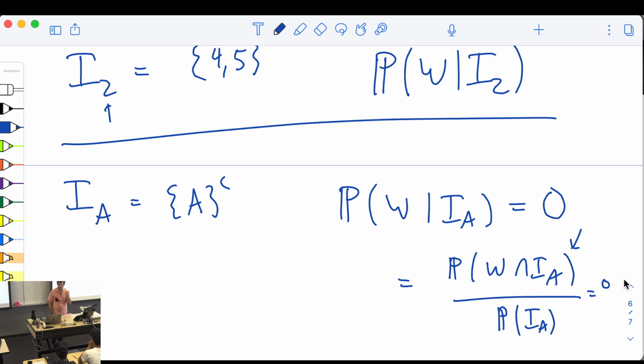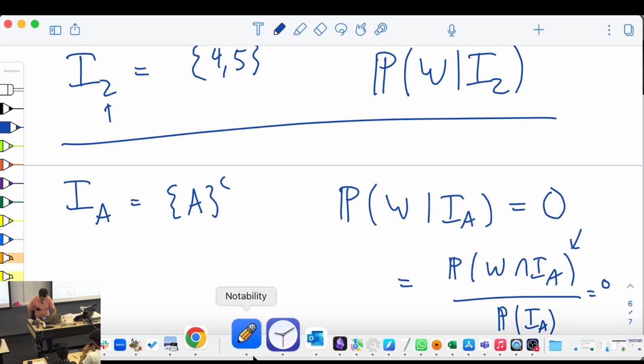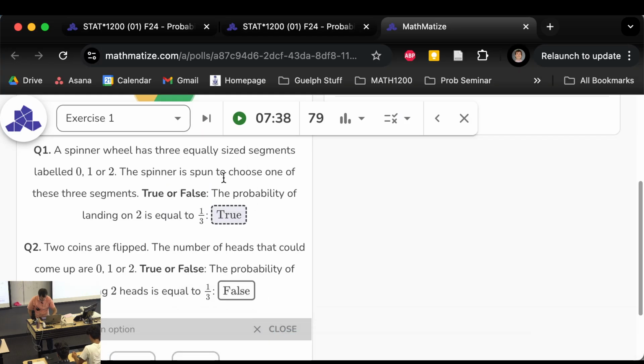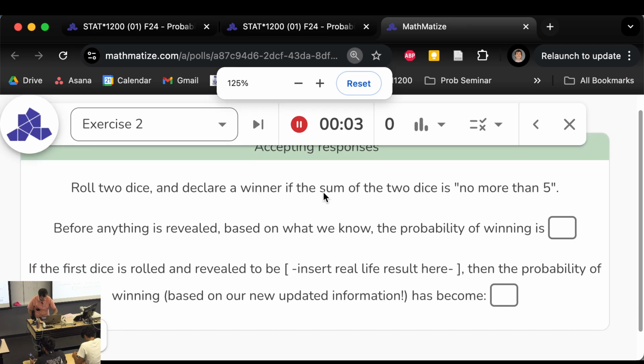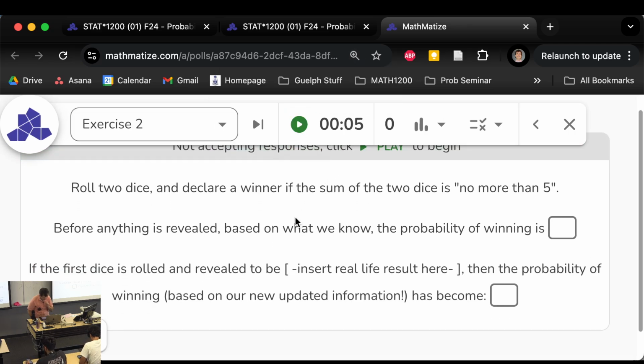Okay, let's move on. We're going to move on to a harder example, and I'm going to have you do it first. Here's the example. Same kind of thing. Okay, so we're going to roll 2 dice. Let me actually pause responses here until I explain what's going on to you.